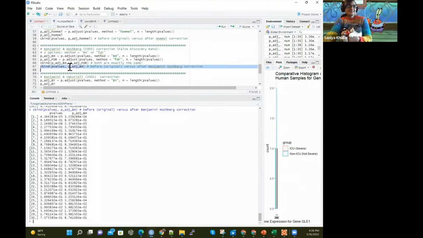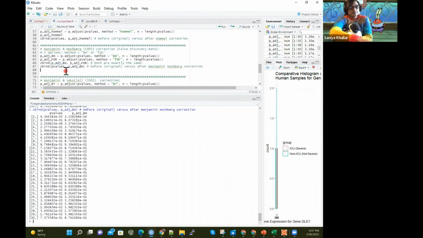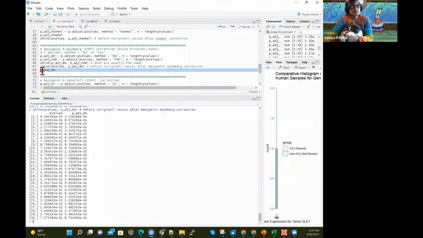But that's what this test correction is doing here. That's from the Benjamini-Hochberg. I just wanted to also show you that we can, again, count the number of significant genes or number of p-values under the BH procedure.